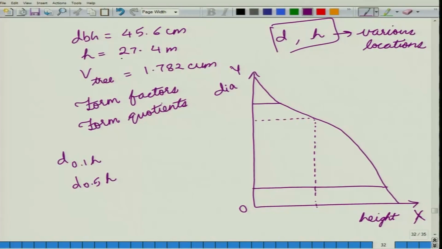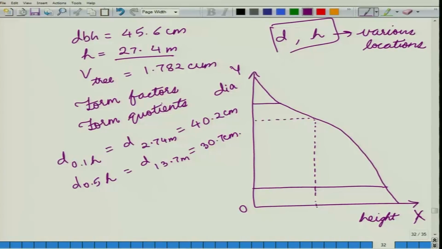We need d 0.1 h, d 0.5 h. Now, because the height is known, d 0.1 h will be equal to d at 2.74 meters and d 0.5 h would be equal to d at 13.7 meters. From the curve, we can calculate the interpolated value. This comes to be 40.2 centimeters and this comes to be 30.7 centimeters.